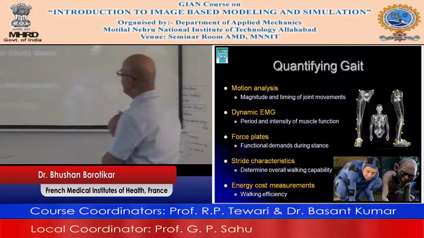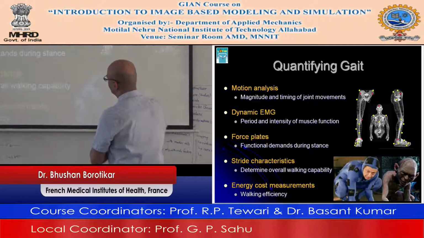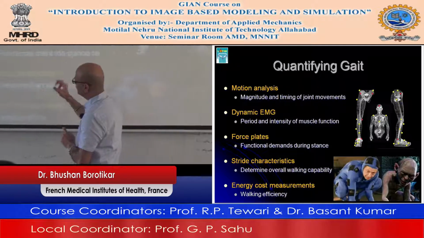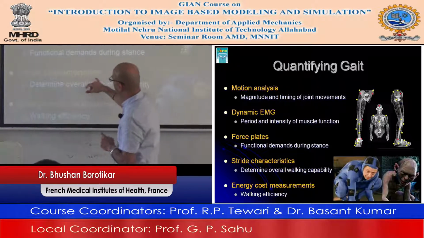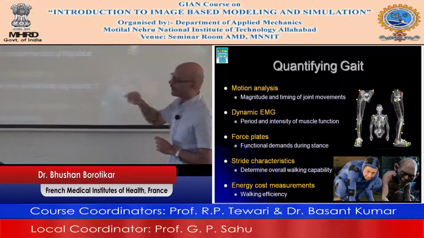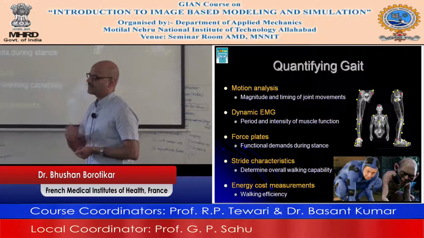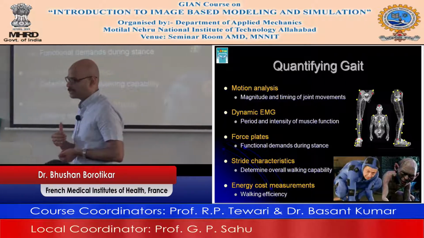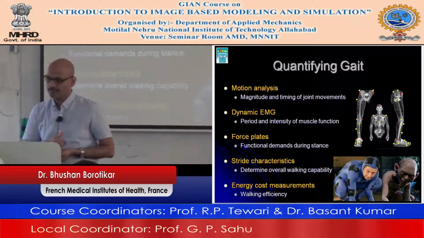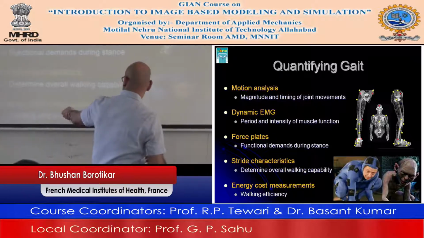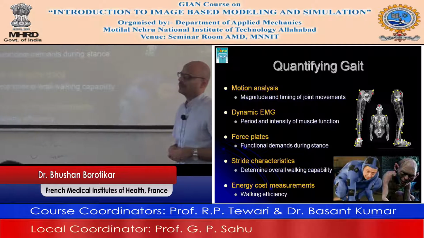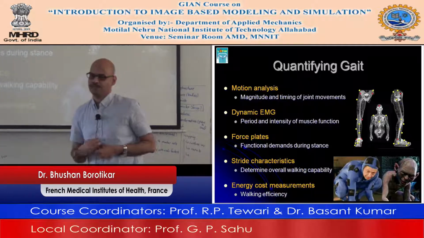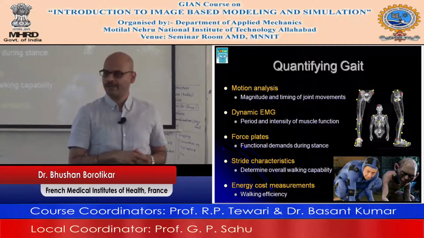Then there are two other ways to quantify gait. One is stride characteristics, which determine overall walking capability. This is a simple way to measure or quantify gait. And the next one is energy cost measurements, which gives you walking efficiency. How do you quantify energy?